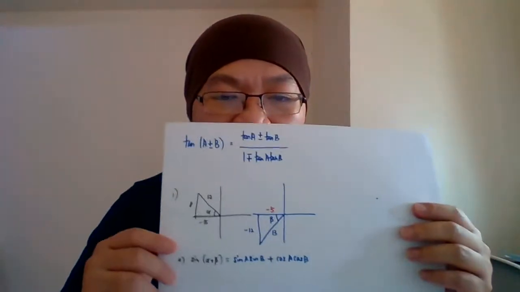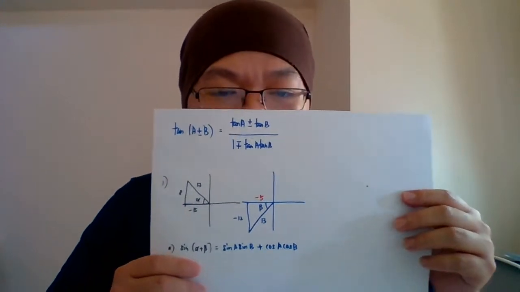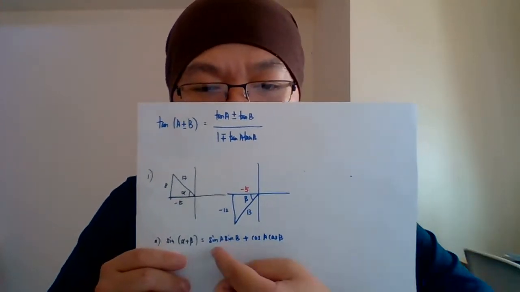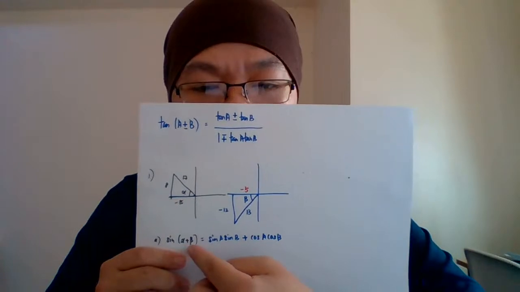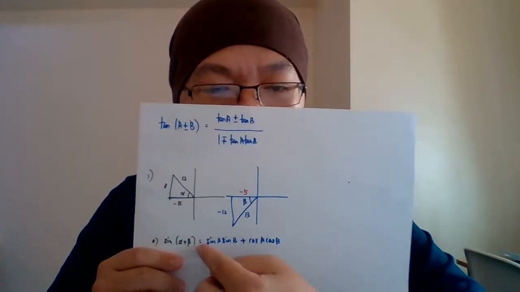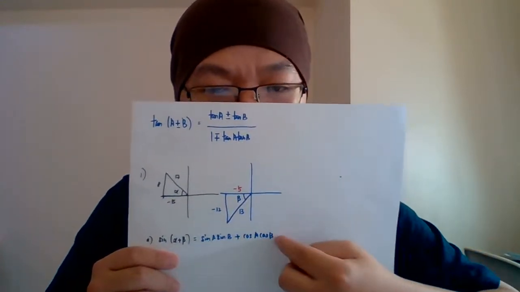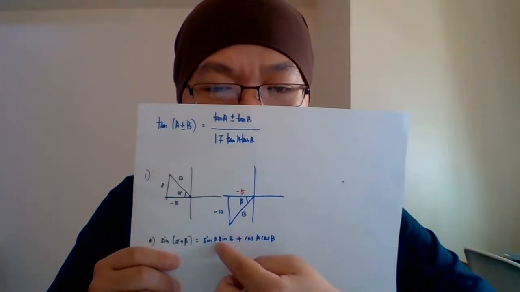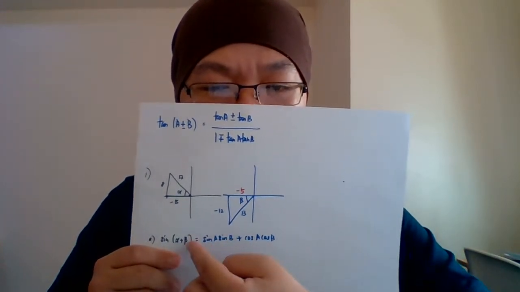Do we need to hafal this? No need, because the formula will be given on the SPM sheets. So don't worry. So this sin alpha tambah beta equals to this. This is the formula. Actually A stand for alpha, B stand for beta.